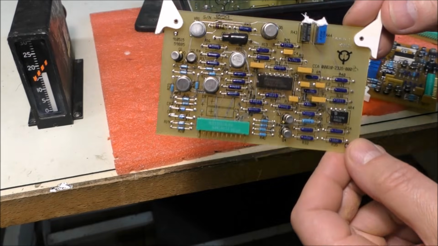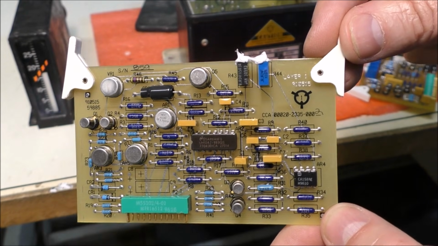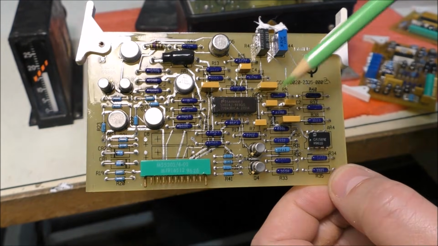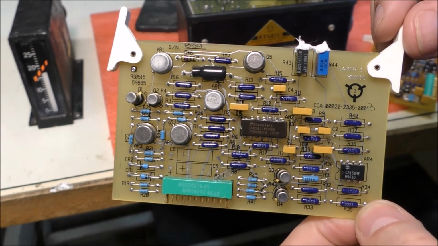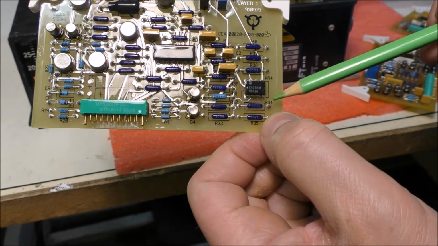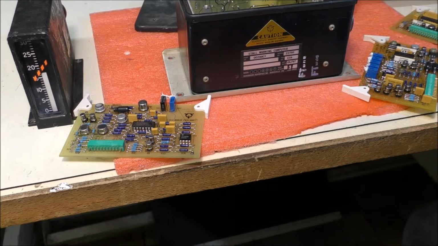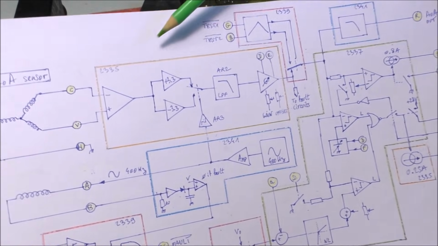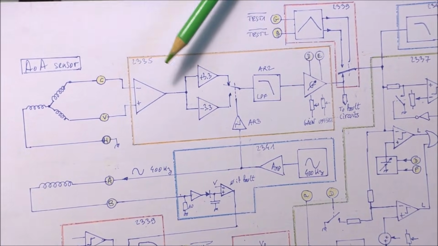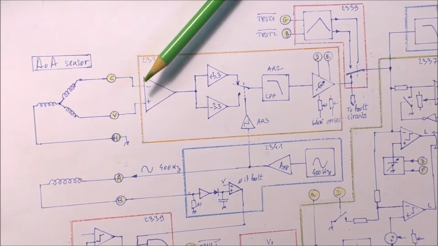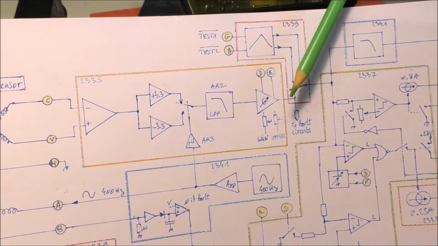Okay, so this is the board 2335. There is a quad op amp, a few transistors and another LM158. The board 2335 permits to convert the output of the synchro here, which is an AC voltage, into a DC voltage.